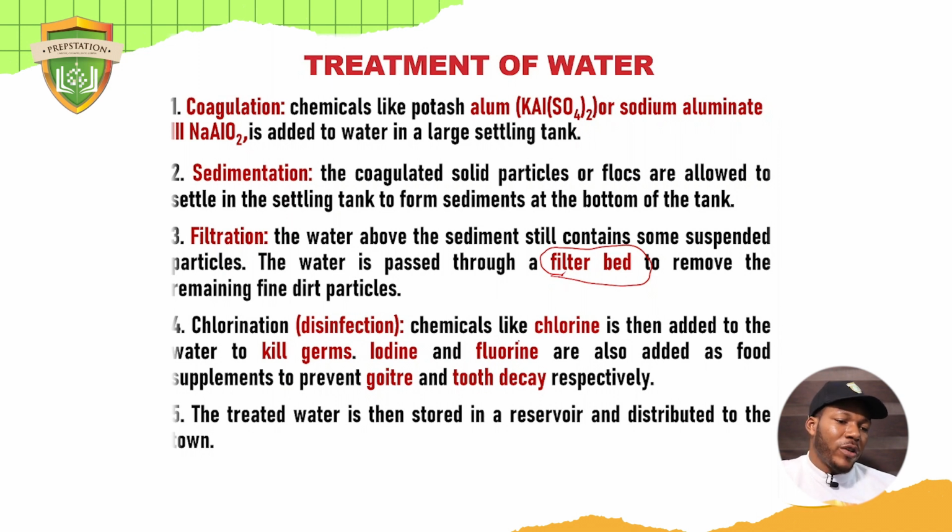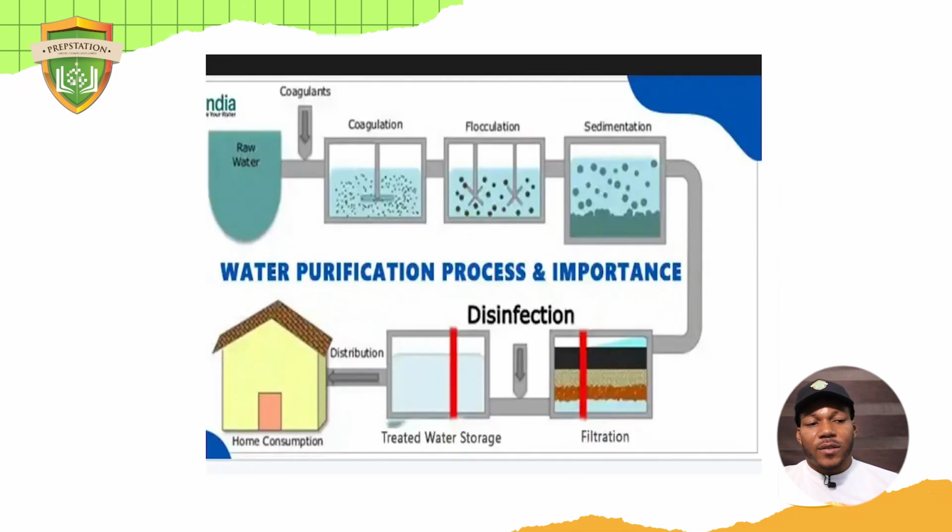Now, what's the work of chlorine? You will notice that most people who own a swimming pool add chlorine to the water to kill germs. That's the main work of chlorine in water. Iodine is to prevent simple goiter, whereas fluorine is used to prevent tooth decay. After this is done, your water is now set for drinking. So this is the diagram for the purification of water for home, domestic, and other uses.